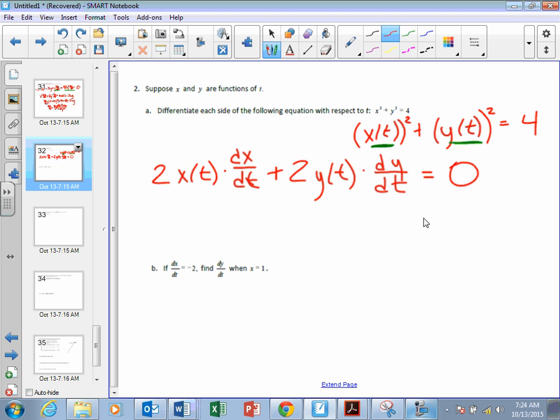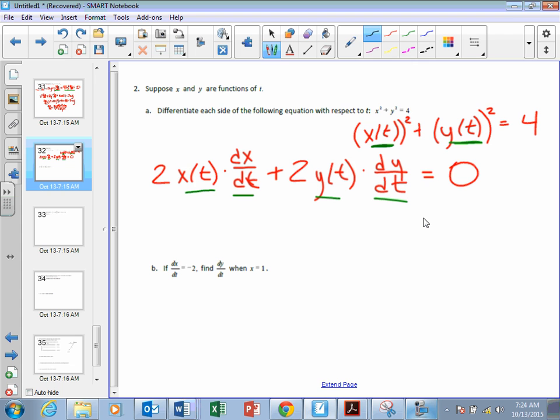All right, so that's the derivative with respect to t, and like we talked about on that worksheet, hopefully you've already gone and checked your answers to that. Here we have 4 separate variables, and hopefully you know what all of these stand for. So it says in part B, if dx/dt equals -2, find dy/dt when x equals 1.